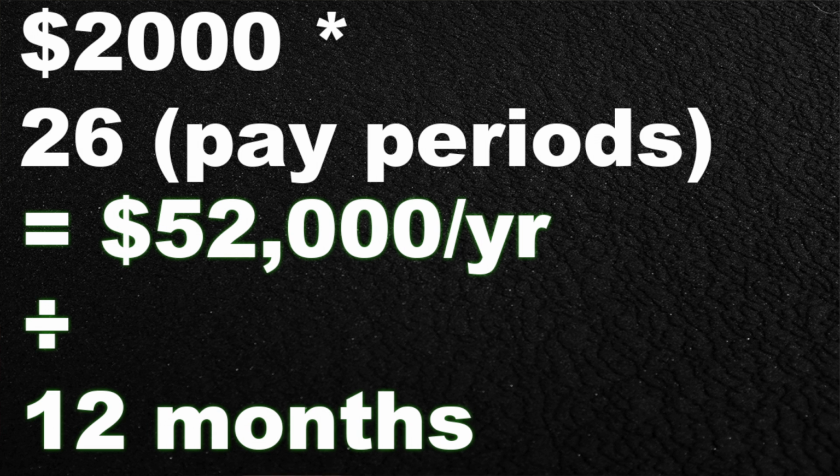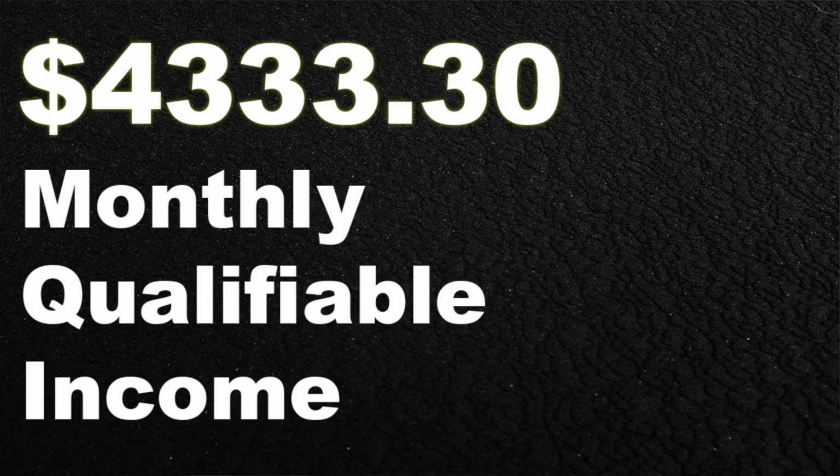In this case, we have somebody that makes $2,000 every pay period. We're going to multiply that by 26 pay periods, and that's going to equal $52,000. Of course, we will divide that by 12, and that comes out to $4,333.30 in monthly qualifiable income. So again, if there are 26 pay periods, that's going to be a different number than obviously the hourly wage earner and the semi-monthly, which I will get to.